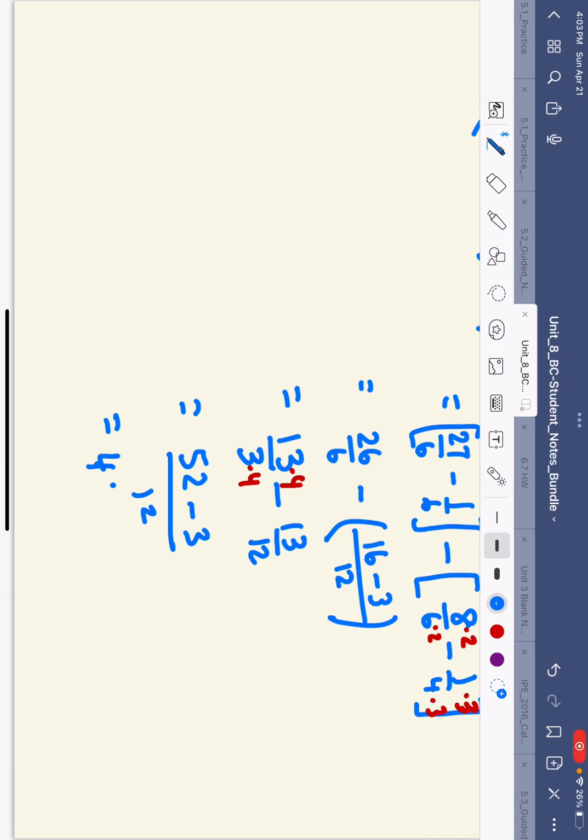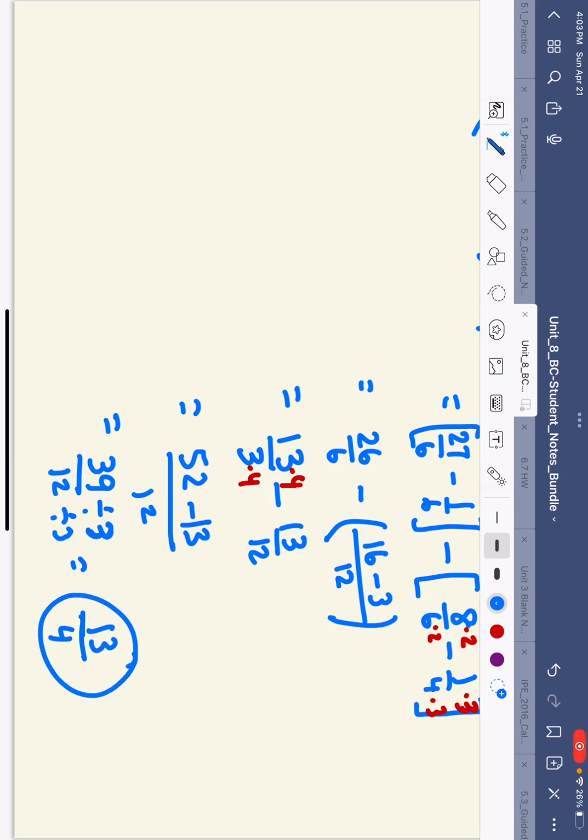I'm sorry, that was a 13. 52 minus 13, because I was thinking, wait a minute, I thought I got 39 here. 39 over 12. Divide by 3, divide by 3. Oh my gosh, I did it again. I just can't go right with 13 today. With the number 13.